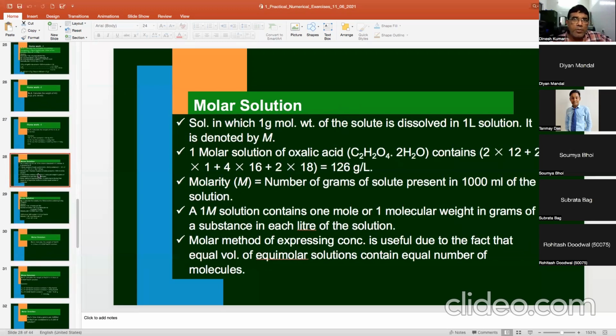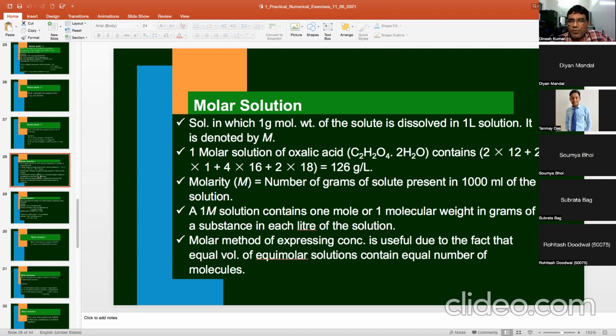Now, after normal solution, we come to molar solution. So what is molar solution? Solution in which 1 gram molecular weight of the solute is dissolved in 1 liter solution. So here, instead of gram equivalent weight, it is gram molecular weight or molar weight. It is denoted by capital italic M.